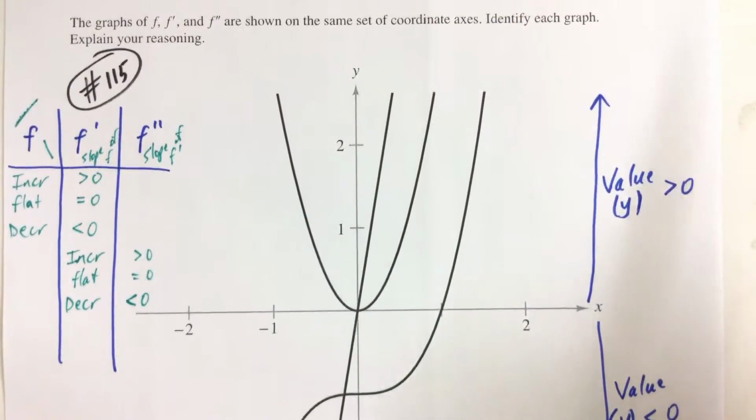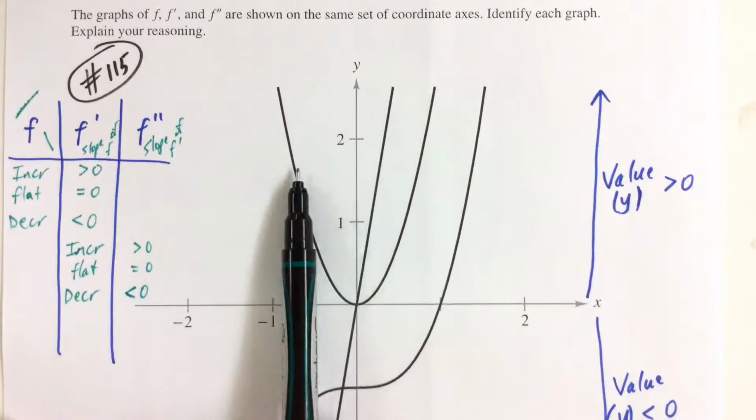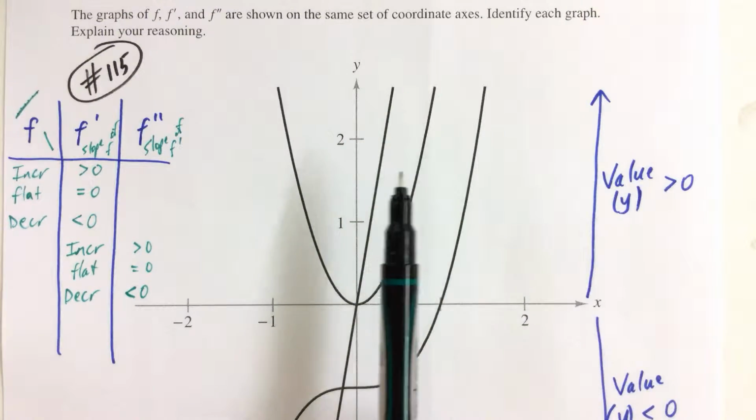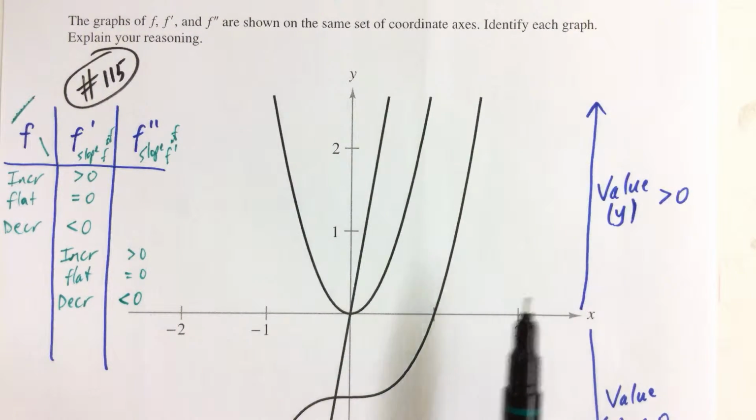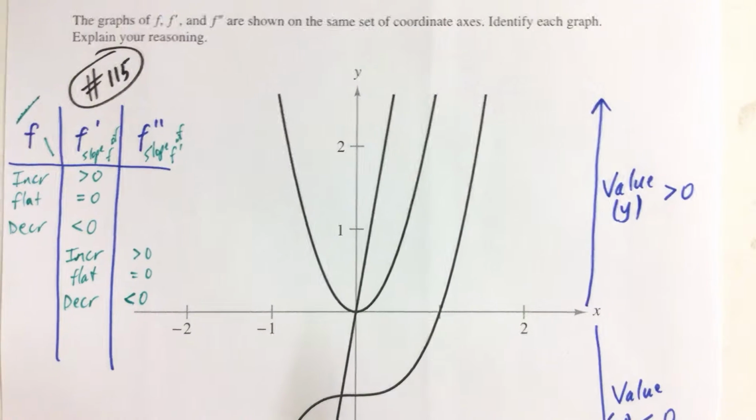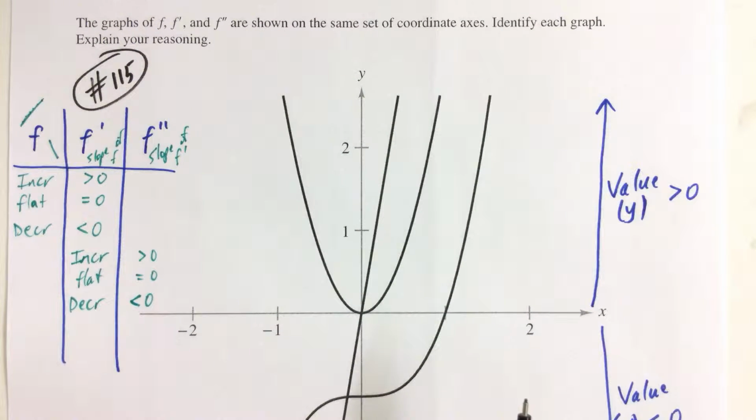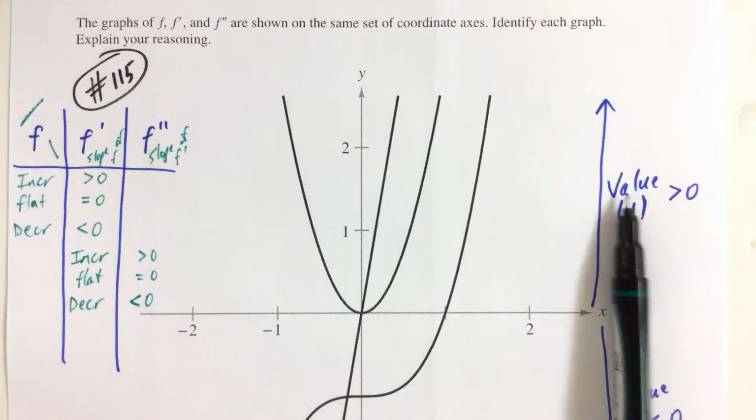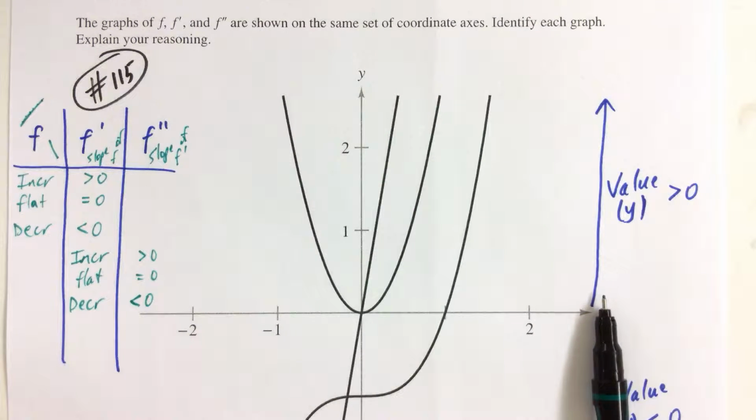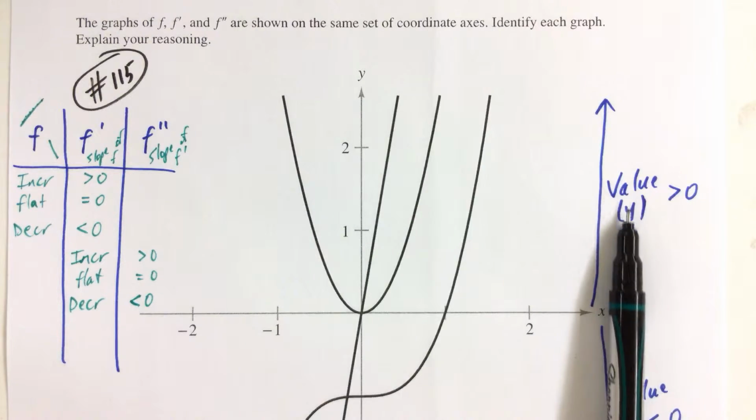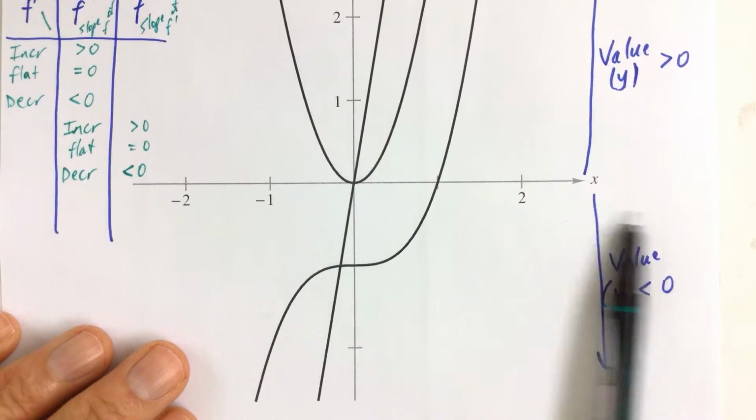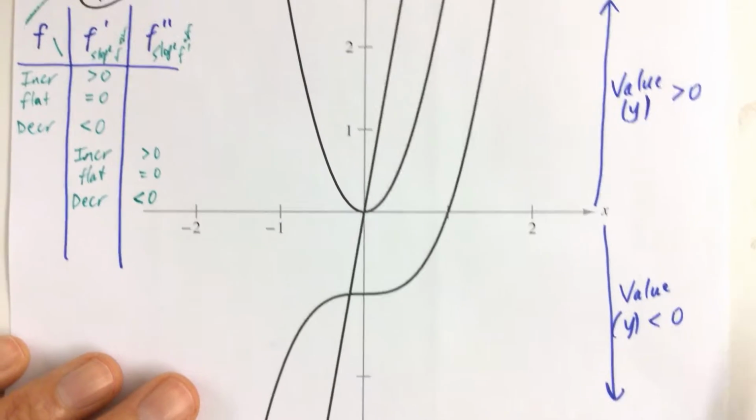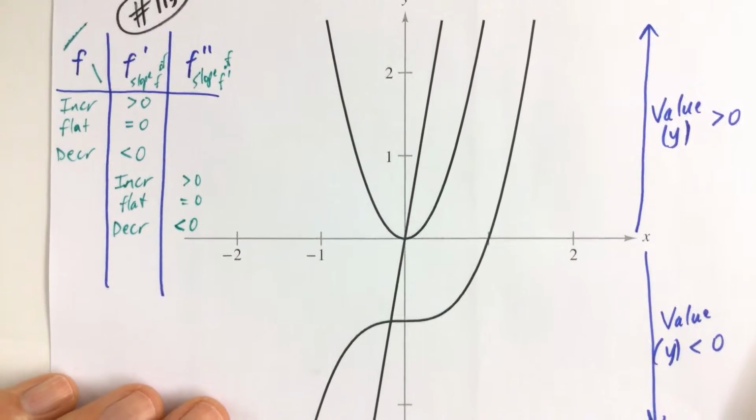Here in problem number 115, we're trying to identify which of the graphs is f, which is f prime, which is f double prime. We're not given the labels, just the shapes, and we're supposed to use our understanding of the connections between the three to figure out which ones they are. One thing to remember is that when a function is above the x-axis, its value is greater than 0, and when a function is below the x-axis, its value is less than 0. So we want to keep that in mind.